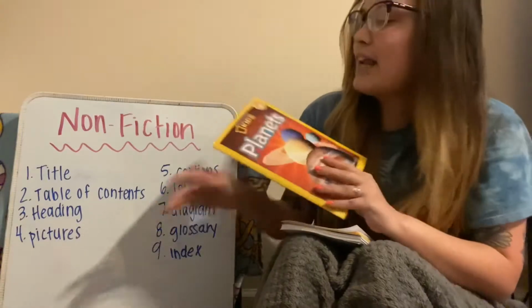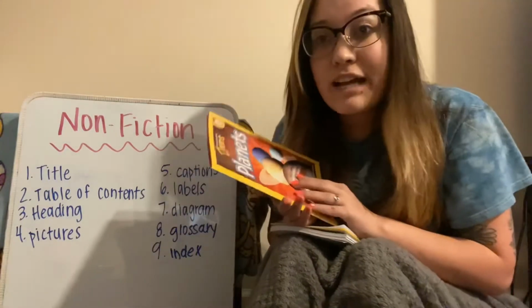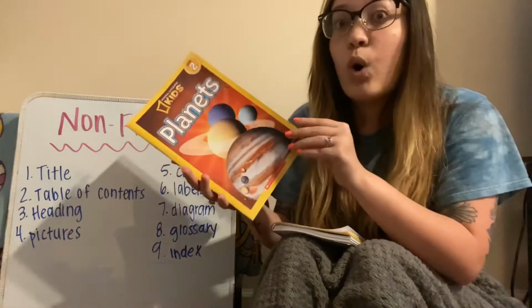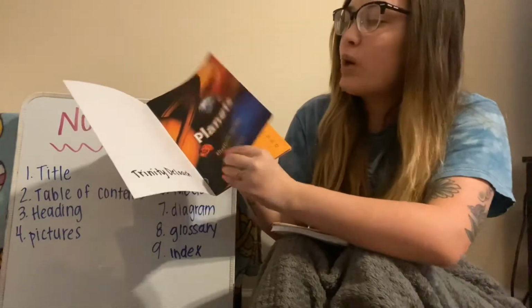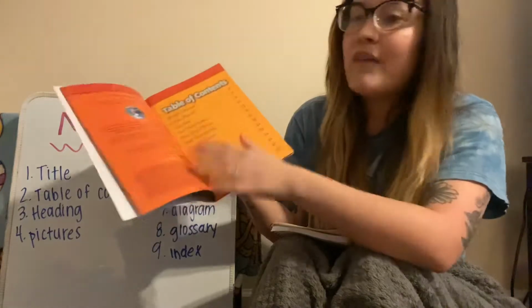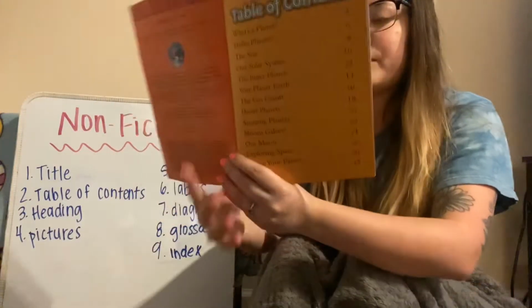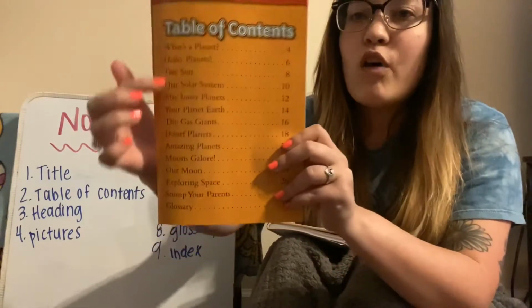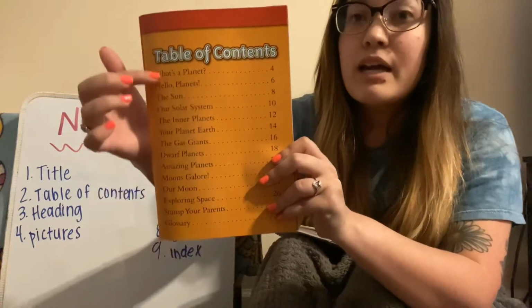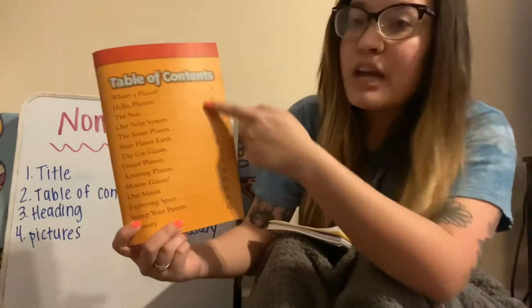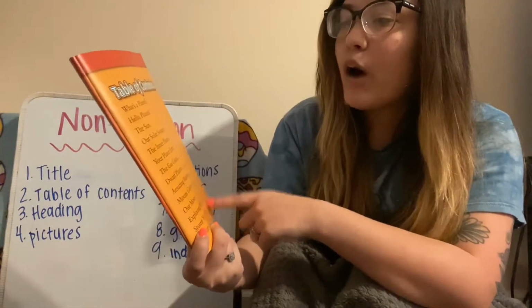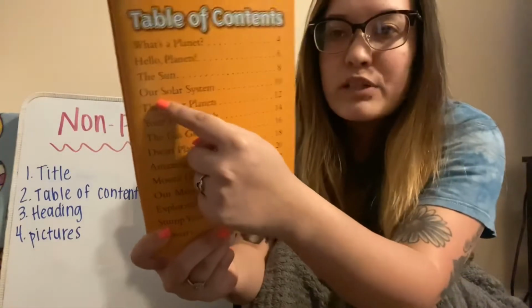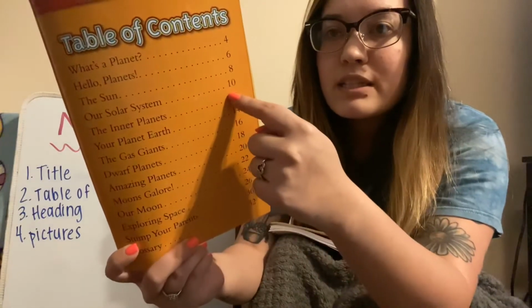All right, so then the next thing that we have is our table of contents. And our table of contents is always found towards the beginning of the book. If I flip over just one page past the title page, I have the table of contents here for this book. Remember that the table of contents shows you all the topics that are going to be in this book. As well as the topics, it also gives you the page numbers on which you can find these things. So if I wanted to read about our solar system, I would find our solar system and I would go to page 10.